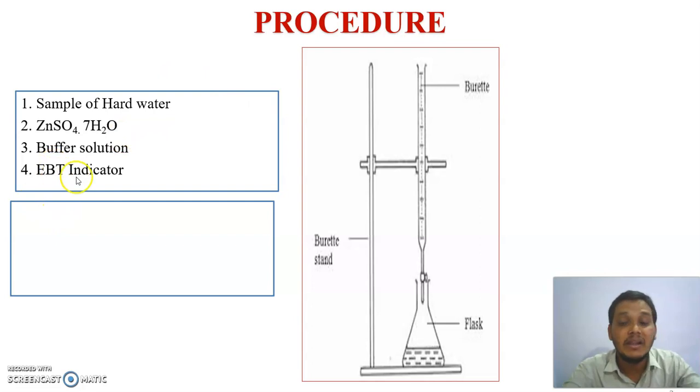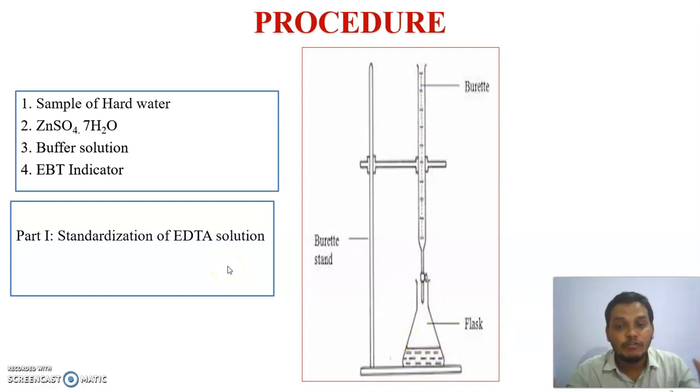Then indicator. The role of the indicator is what? To give an observable color change. This is the role of your indicator. So mostly Eriochrome Black T indicator is required, right? And this is the experimental setup. We need a burette, stand, and conical flask, right? So first of all, clamp the burette to the stand and take a clean conical flask.